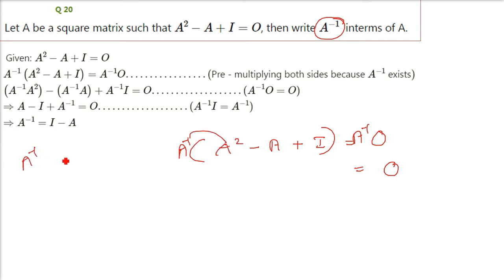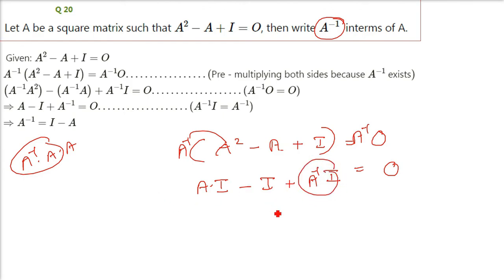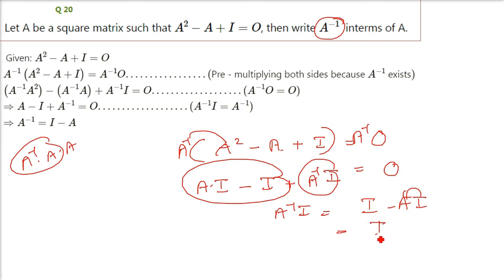A inverse multiplied by A square, so A square is A dot A, you can cancel these. It is basically the identity matrix. A inverse into A is not cancelled, it is the identity matrix. Again A inverse into A is the identity matrix, plus A inverse into I. Now A inverse into I, if you multiply anything with the identity matrix, you get the same matrix back. So A inverse I, take other things on the right hand side. Null matrix we don't deal with. I minus AI. So A into I is again A, because anything multiplied by the identity matrix gives the same matrix back. So what do you get? I minus A. This is your final answer.